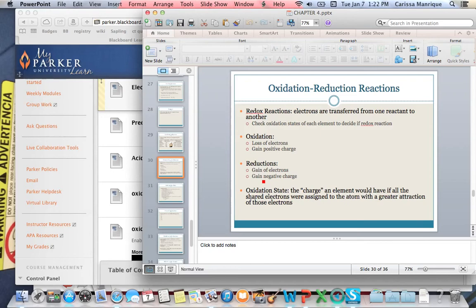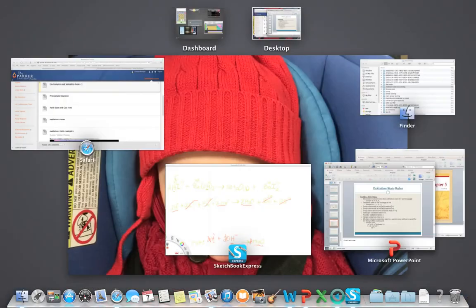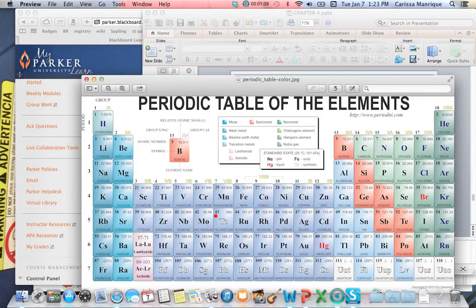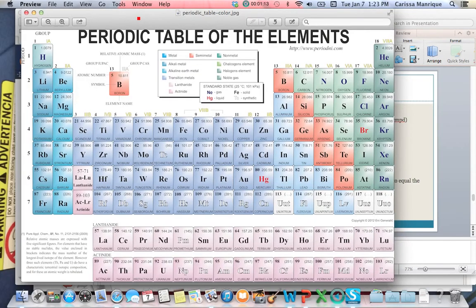There are certain oxidation rules to get an oxidation state. So oxidation is really based on this concept called electronegativity. Let me pull up a periodic table here. Right here. Electronegativity, and we'll go over this later, but it basically means you love electrons. So you're going to want to steal them away.